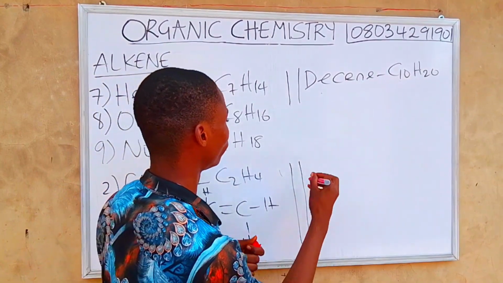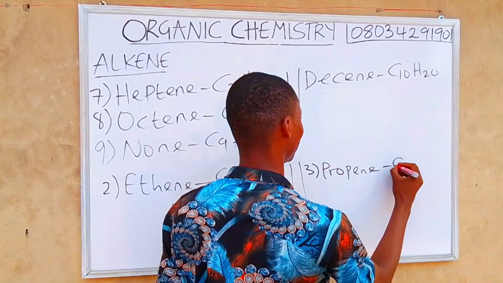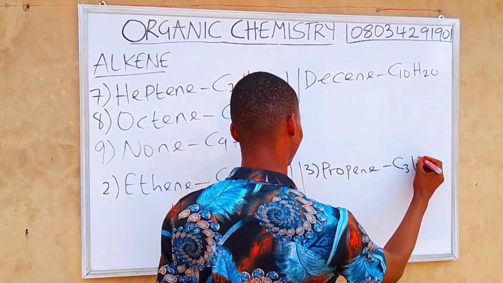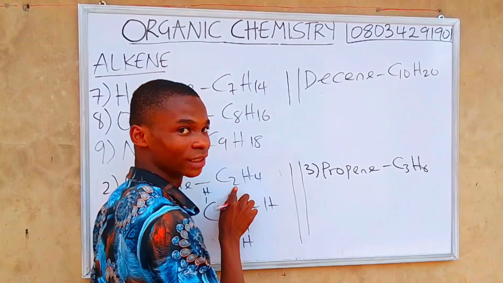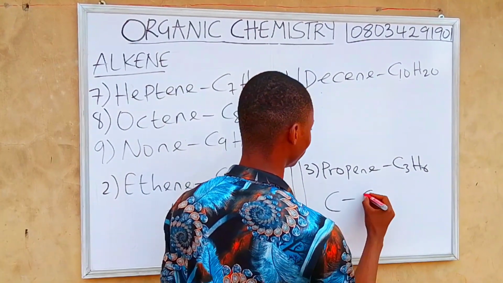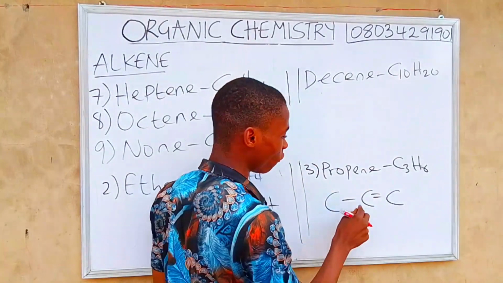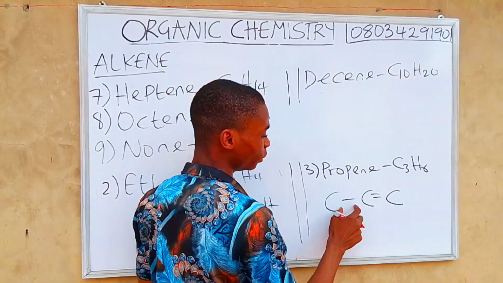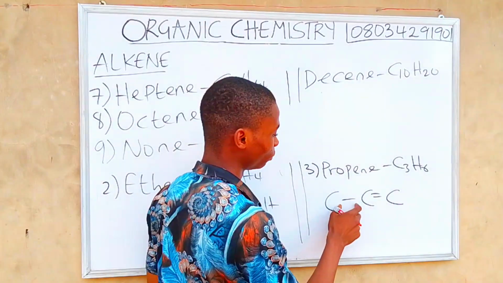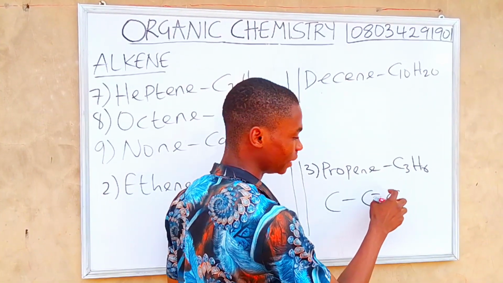So let's check for propene. Propene is C3H6. If you add 1 to the carbon, you add 2 to the hydrogen. So let's draw it. And don't make the mistake of putting 2 double bonds in the structure. Only 1 double bond. And the double bond is already here.